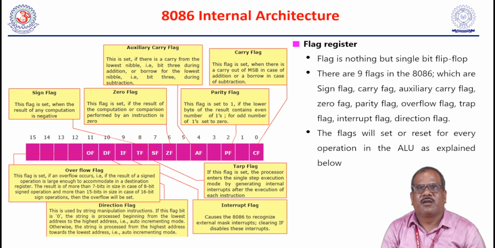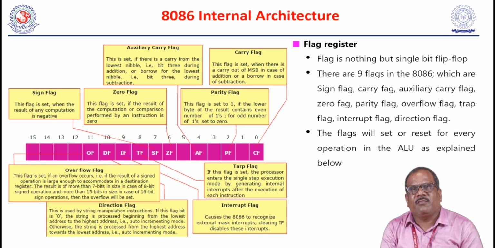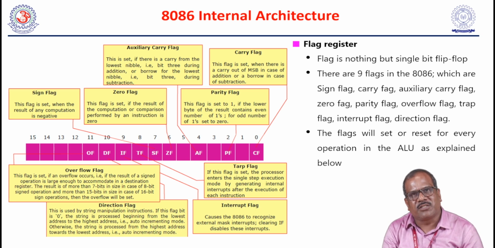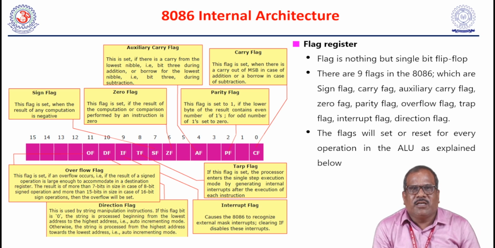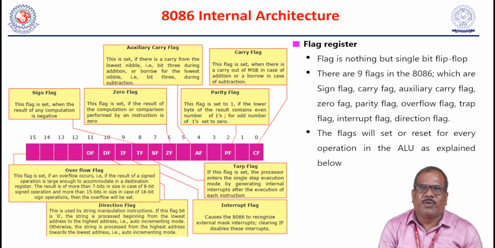One is conditional flag and the other is status flag. We have 5 status flags and 4 conditional flags. The flag register is a 16-bit register, so bit positions are assigned 0 to 15. Some bit positions are vacant, so we are not using those particular positions.